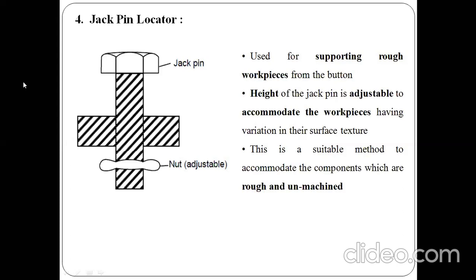The height provided to your jack pin is large, and due to this height a variety of sizes of components can be located with the help of the jack pin locator. This is a suitable method to accommodate components which are rough and unmachined. Unmachined components can be directly clamped and located over the fixture with the help of the jack pin locator. This is your fourth type.